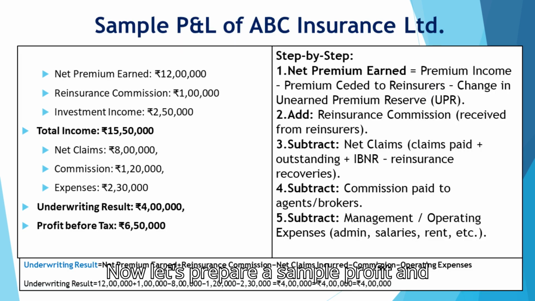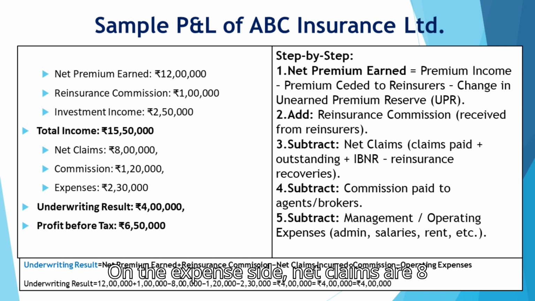Now let's prepare a sample profit and loss account for ABC Insurance Limited. Net premium earned is 12 lakh. Reinsurance commission received is 1 lakh. Investment income is 2 lakh 50,000. This gives us total income of 15 lakh 50,000.